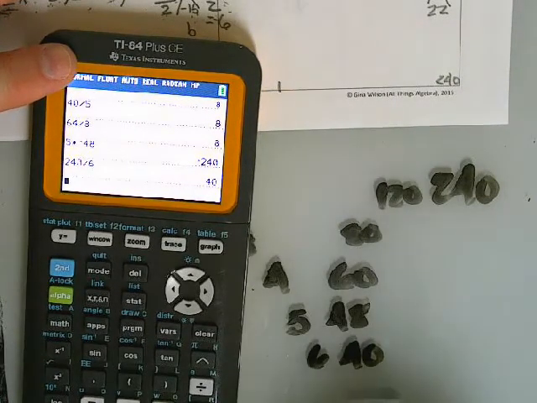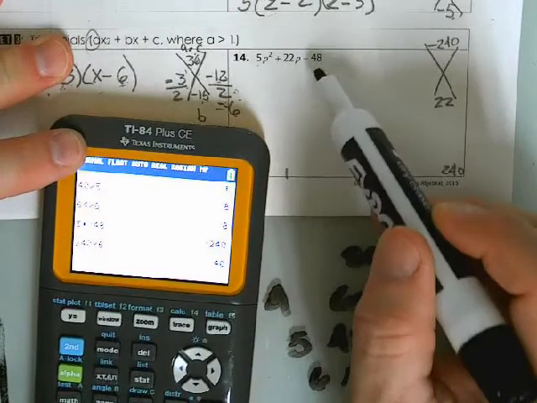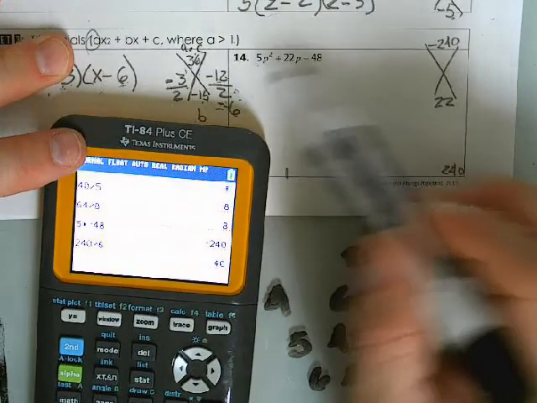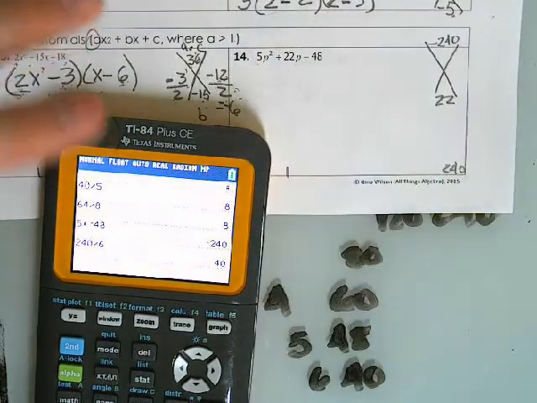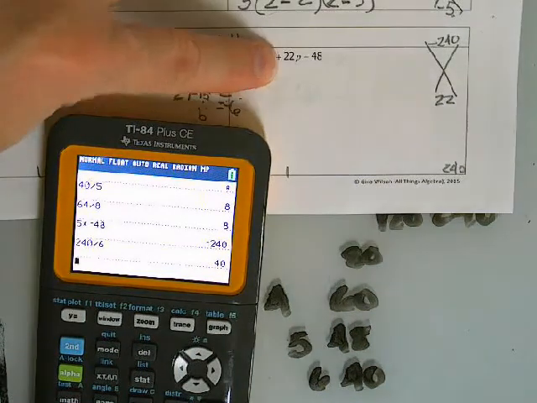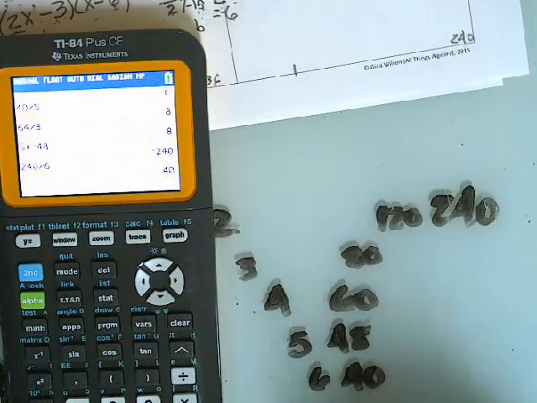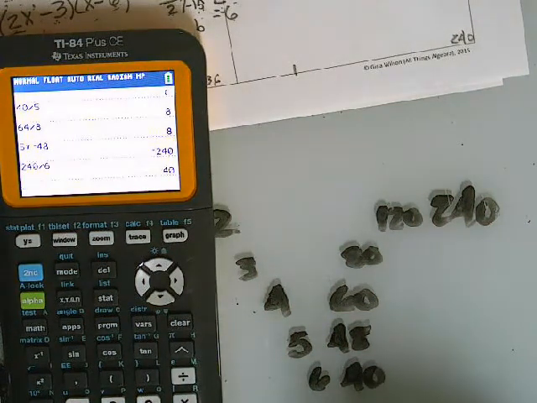The difference here, and this was minus 48 and plus 22, so we're talking about a difference this time. We subtract the 2, and we end up with a positive 22. So, we're at 6 and 40. That's not going to work. That's the difference of 34. Keep going.